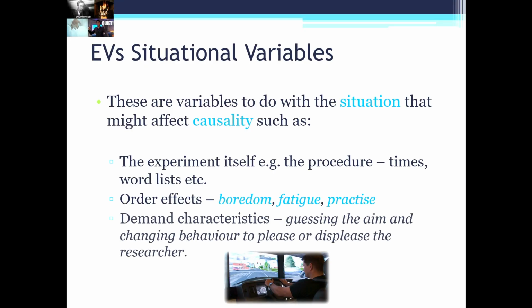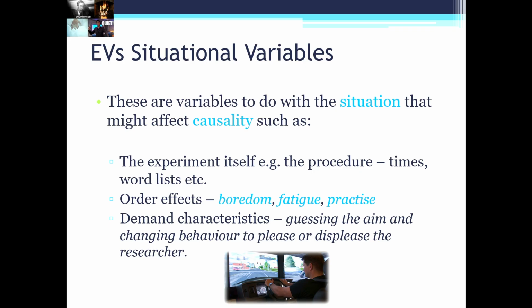We've also got situational extraneous variables, which are a bit trickier to get your head around, but they're basically anything about the procedure that's being done. So the word list that was maybe used in a memory test, have you got the same words on there? Are they the same difficulty? Have you given them the same amount of time to do the task? You might also get demand characteristics. They might guess the aim of the study and change their behaviour, particularly if it's in a controlled, artificial, fake setting like a lab experiment.